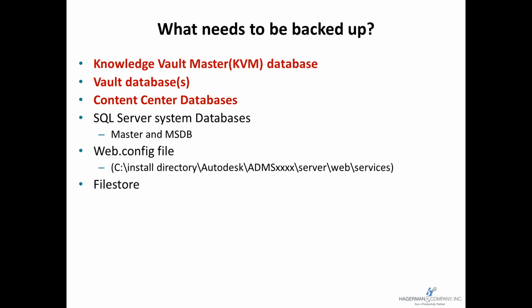Those are in red because the standard vault backup process grabs those automatically. There's nothing special you have to do. When you run a vault backup, those are the ones you get. In addition to those, you might want to back up some other items. And this is looking at a full system-wide disaster recovery situation.